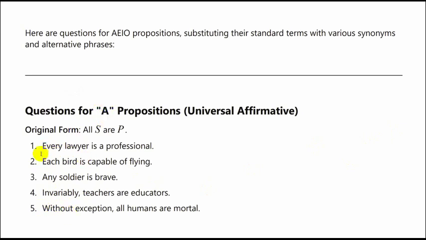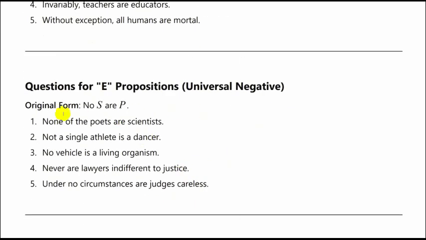In A, every means all, each means everything, meaning again all, any means again all, invariably means all, without exception means includes everything, meaning all. So we have to remember that these words are all pointing to the A proposition. Whenever we see any such statement, we automatically assume that it says all S are P, in whatever words it may be, but it ultimately comes to the A proposition, universal affirmative.